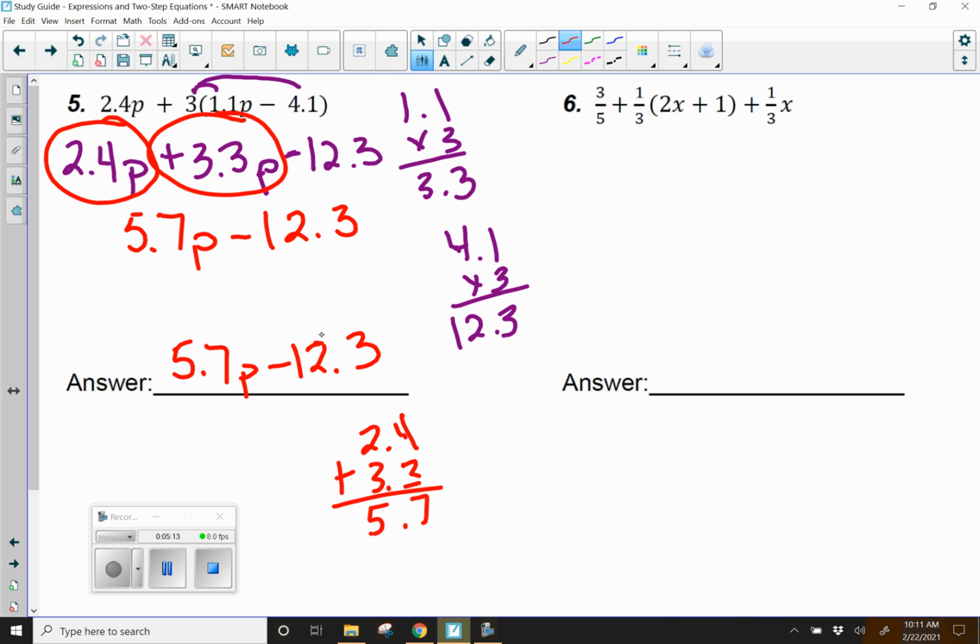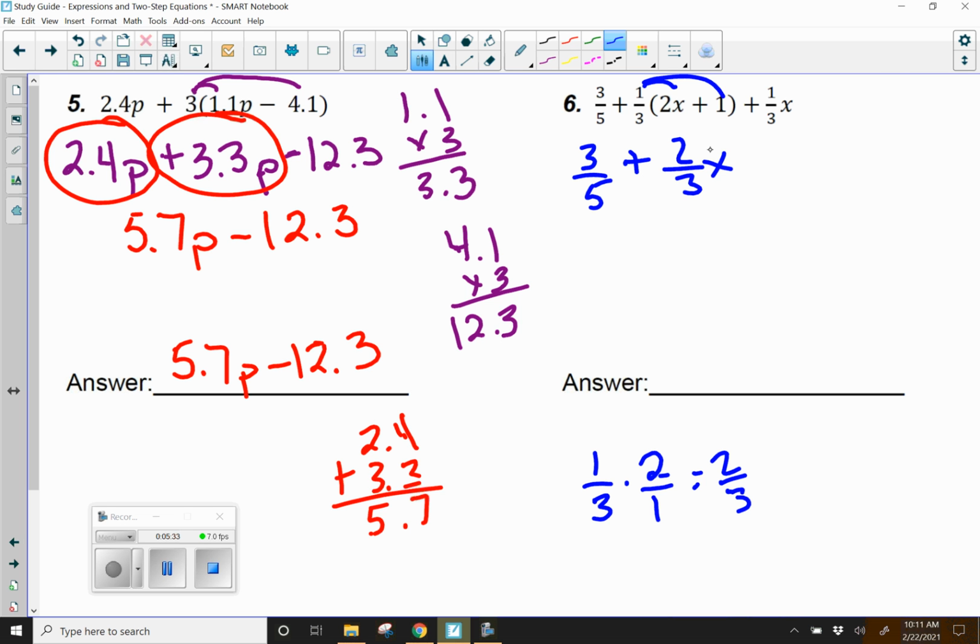All right, let's take a look at number 6. We had some fractions involved here, so let's take it slow. 3/5 is going to stay as is. I'm going to multiply 1/3 times 2 over 1, which leaves me with 2 over 3. So that's going to be plus 2/3 x. And then we have 1/3 times 1, which is just 1/3.